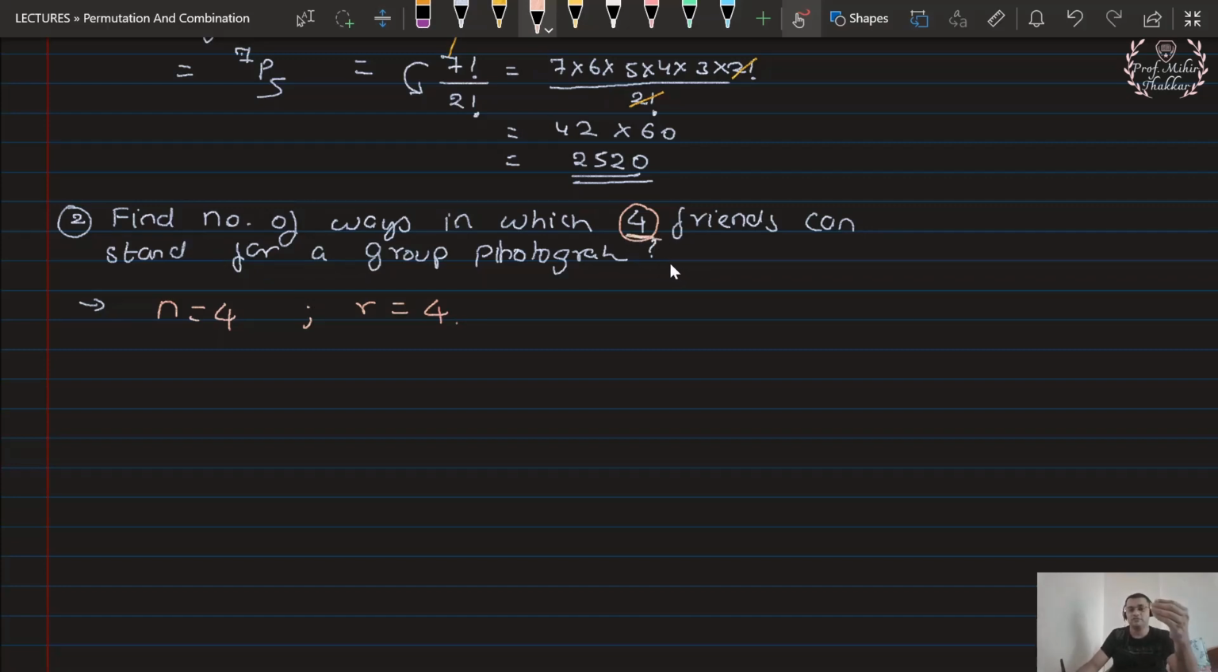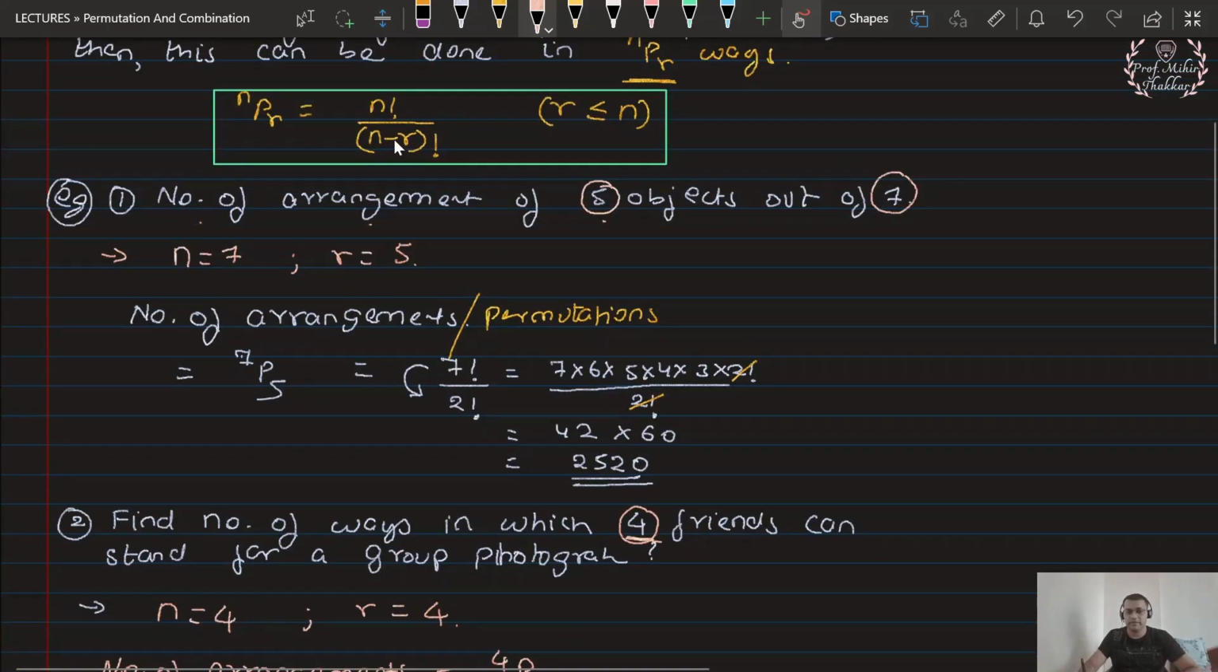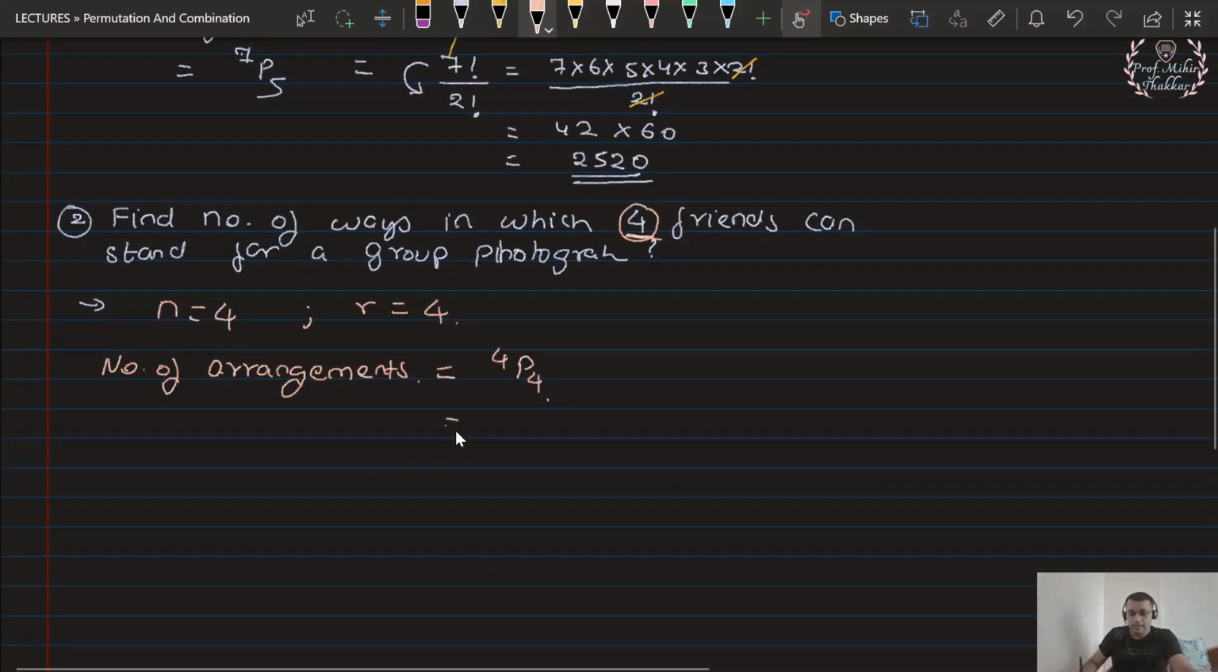So number of friends, whatever it is, all of them have to be arranged. That is the assumption in this particular statement. So when n and r both are equal to each other, the number of arrangements is 4P4. Again, if you observe your formula, n factorial upon n minus r factorial, it is very important for us to learn by heart this formula. I get 4 factorial upon 4 minus 4, which is equal to 0 factorial.